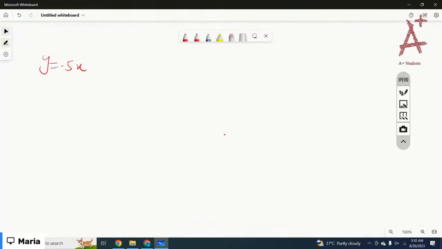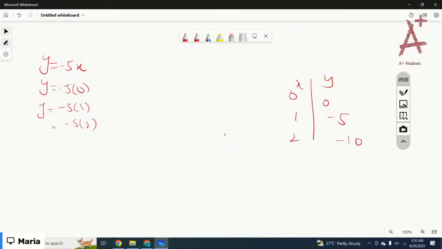Okay, so when x equals 0, y equals negative 5 times 0, that is 0. When x is 1, negative 5 times 1, negative 5, right? When x is 2, y is negative 5 times 2, that is negative 10. When x is 3, negative 5 times 3, that would be negative 15. When x is 4, negative 5 times 4, that is negative 20.